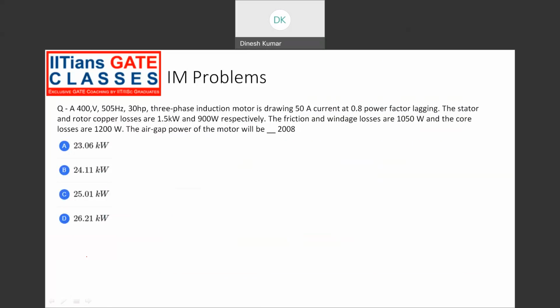A 400 volts, 50 Hz, 30 HP, 3-phase motor is drawing a current of 50 amps at 0.8 power factor lagging. The stator and rotor copper losses are 1.5 kilowatt and 900 watts respectively. The friction and windage losses are 1050 watts and core losses are 1200 watts. Now they are asking us to find the air gap power of the motor.